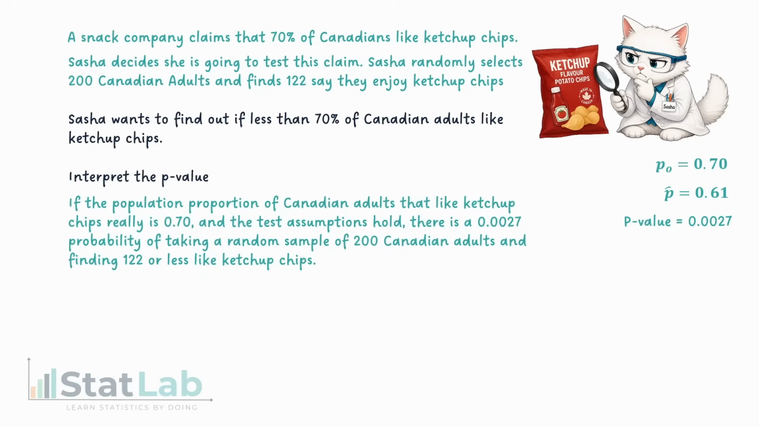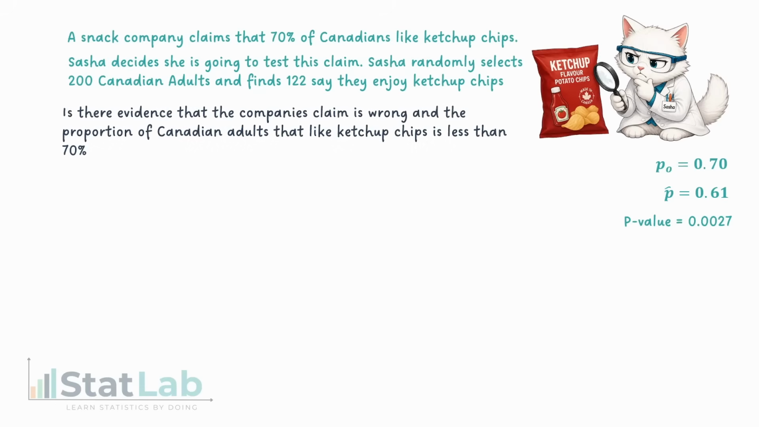If the population proportion of Canadian adults that like ketchup chips really is 0.70 and the test assumptions hold, there is a 0.0027 probability of taking a random sample of 200 Canadian adults and finding 122 or less like ketchup chips. So we're basically saying that there is a 0.27% probability of that happening. So now let's look at our actual test.